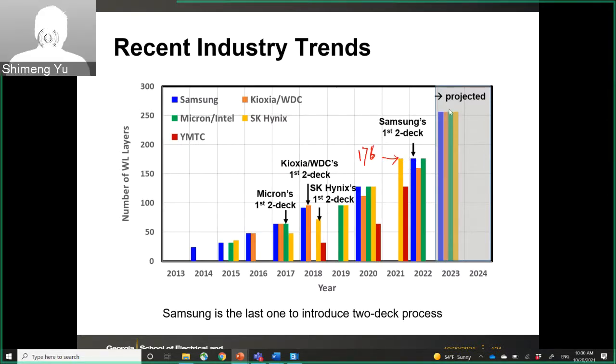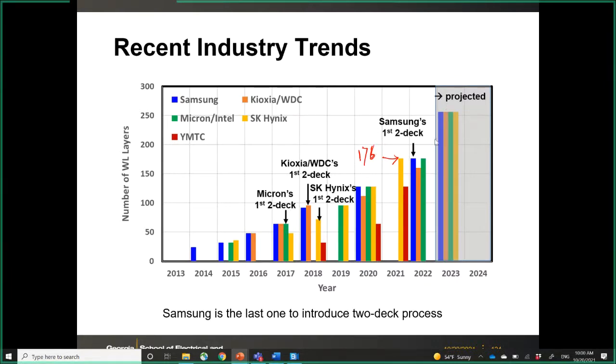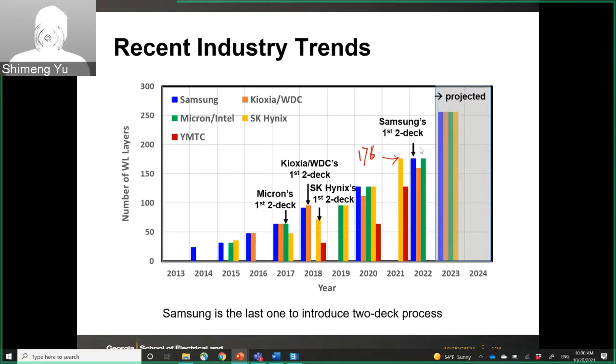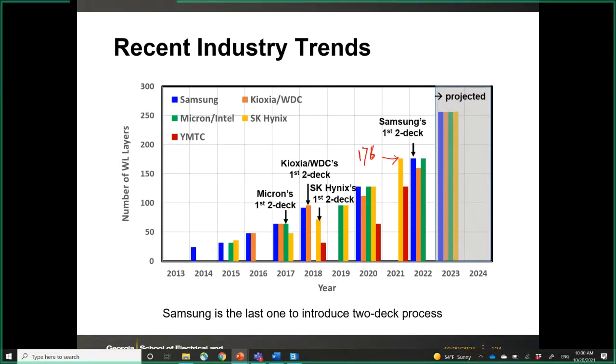And it is projected that in the next year or two, it will reach 256 layers. So this trend is going to continue with more and more innovations.